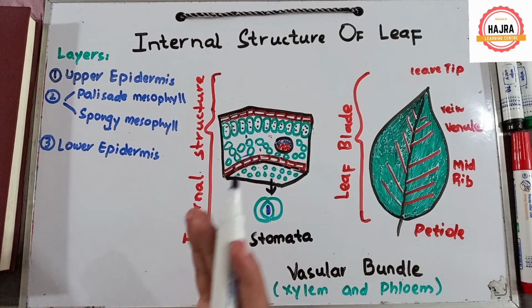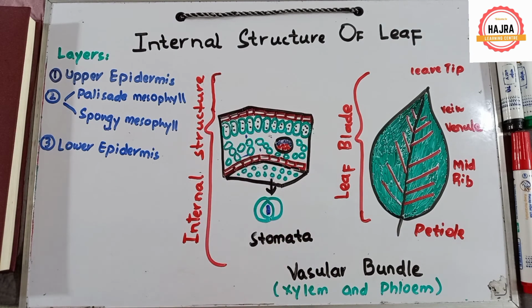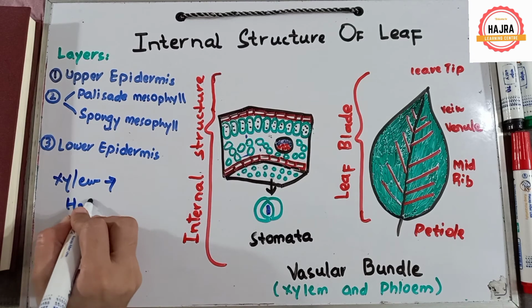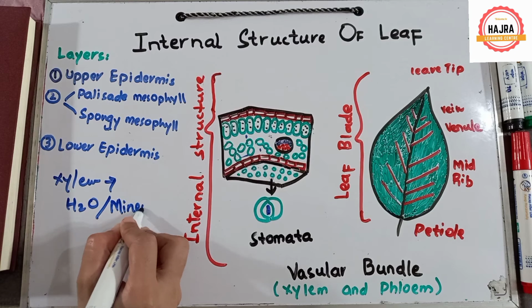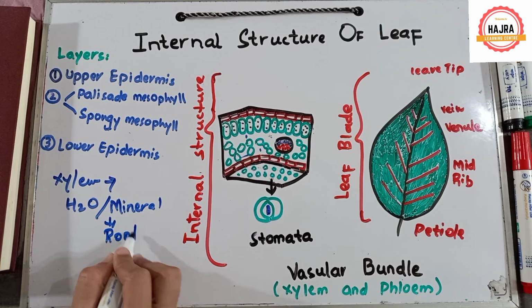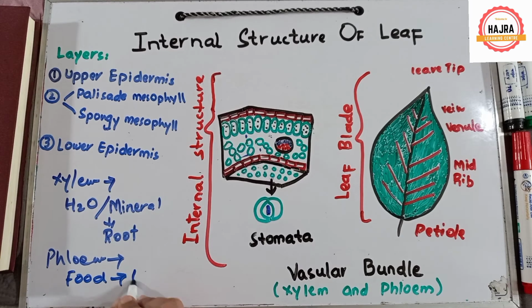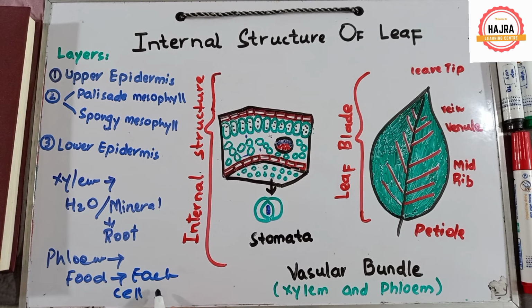Now let's talk about vascular bundles. Vascular bundles are made up of two types of cells, xylem and phloem. Why do we call them a vascular bundle? Because the function of xylem is to take water and minerals from the ground through roots. And the function of phloem is to take the food which has been prepared on the leaf surface and transfer it into each cell of the plant body. So this is called a vascular bundle.